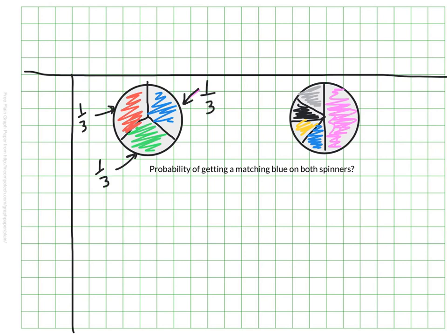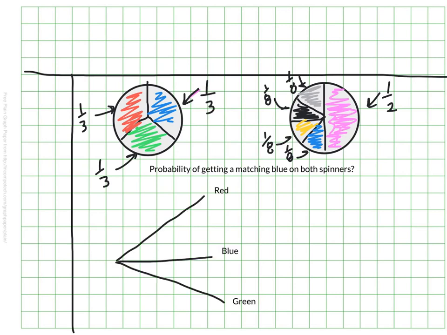But on our second spinner, this pinkish color takes up 1/2 of the space, while all of these other sections here only take up 1/8 of the entire spinner. So if I was making my probability model, I'd have that all written out, and I would double check that, of course, those add up to 1 whole. So if I'm trying to figure out the probability of getting blue and blue, I'll do a quick little diagram. And after I spin my red, my blue, or my green, I'm going to spin again and either get gray, black, yellow, blue, or pink.